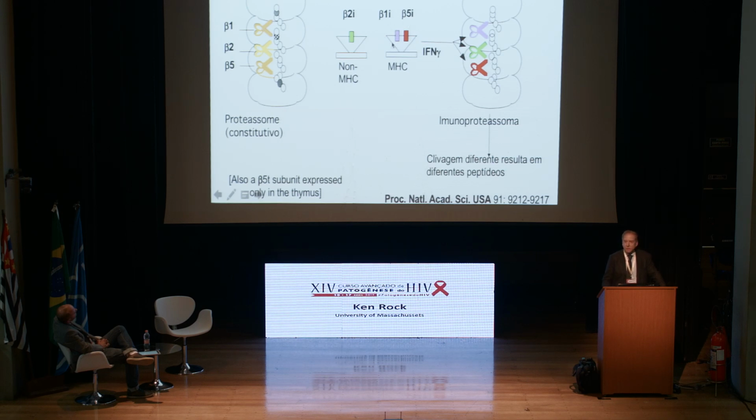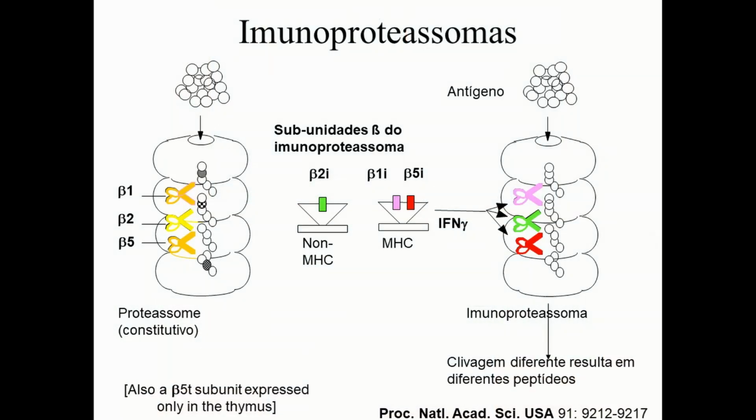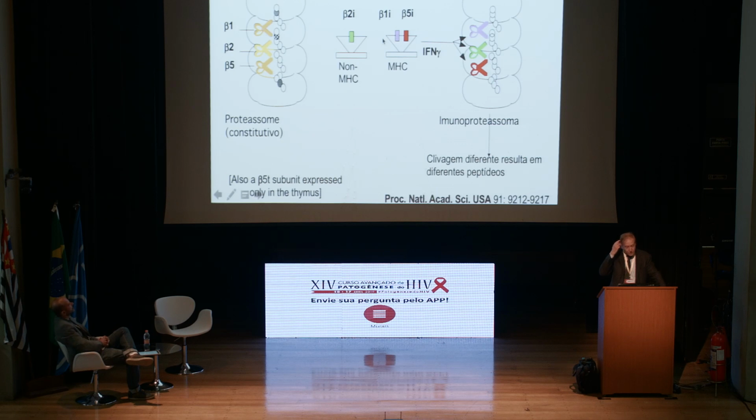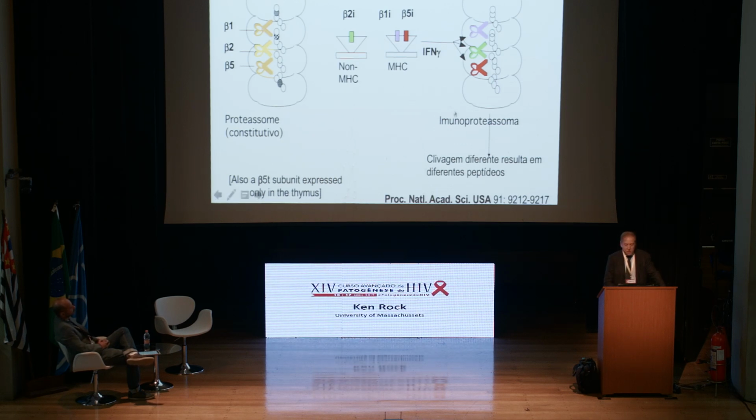And these are constitutively expressed in cells like dendritic cells. And in all other cells of the body, these can be induced in the presence of inflammation, particularly in response to interferons, type 2 and also type 1. And when these get expressed and you start to synthesize proteasomes, these preferentially get incorporated, excluding these subunits.